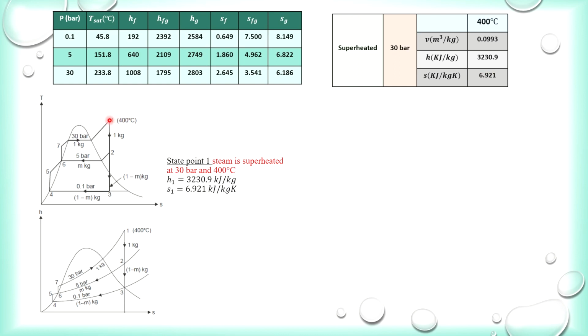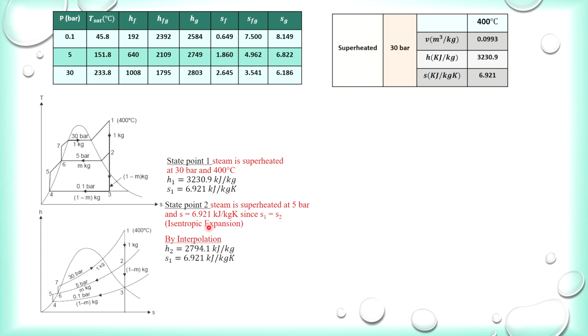Then once we have found the enthalpy and the entropy for state point 1, we can proceed with state point 2. But bear in mind that S1 is equal to S2. Remember, S1 is equal to S2 because it's an isentropic process. So for state point 2, the steam is again superheated, but the pressure now is 5 bar with the entropy of S2, which is equal to S1 of 6.921. Why do we say S1 is S2? Because it is an isentropic process, meaning constant entropy.